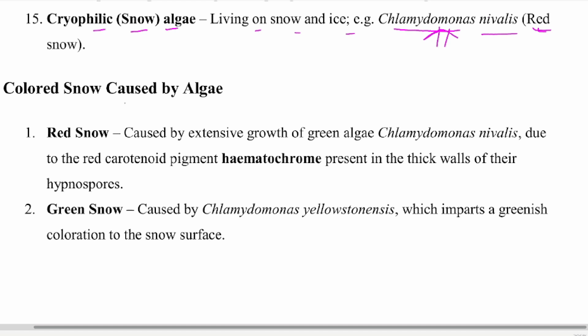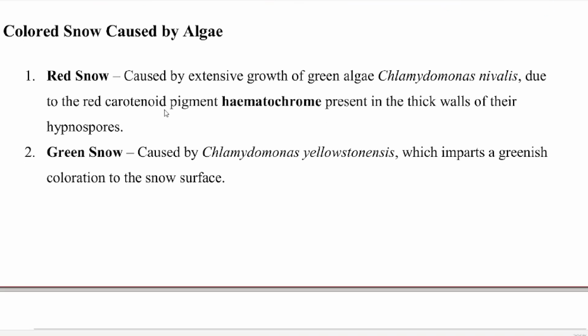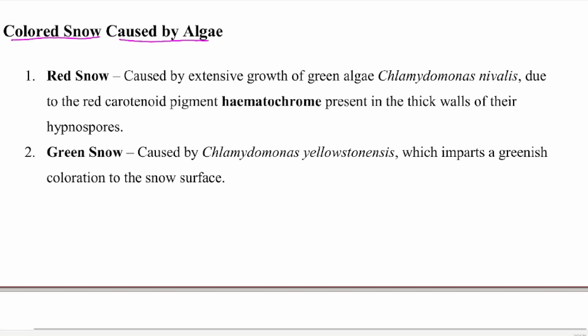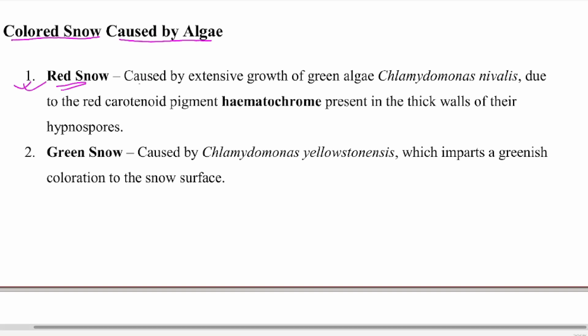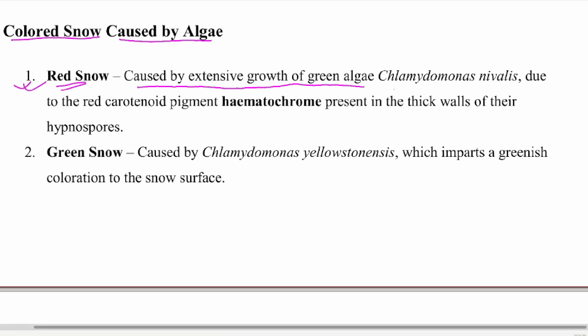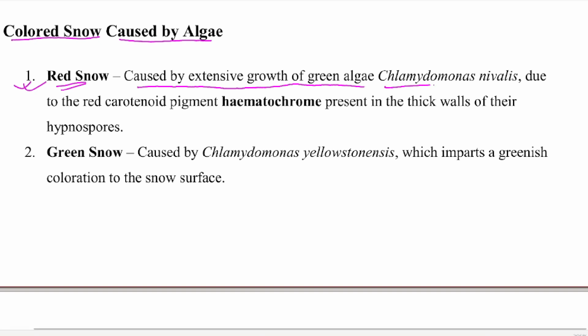Now, different kinds of snow color are seen because of different kinds of algae. Let's first discuss a broad topic, that is colored snow, caused by different kinds of algae. The first one I have already discussed, that is the red snow. A little more description: it is caused by the extensive growth of green algae, but the pigment it produces gives it this color, that is Chlamydomonas nivalis.